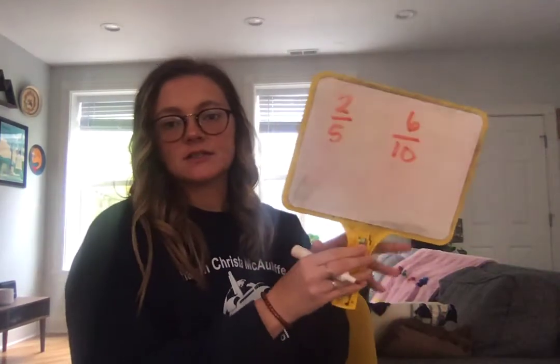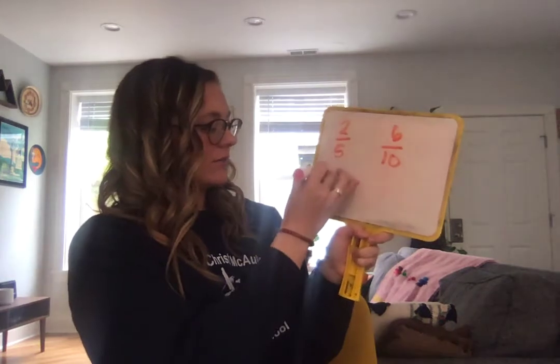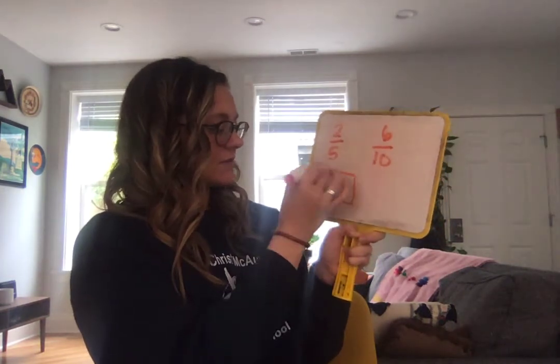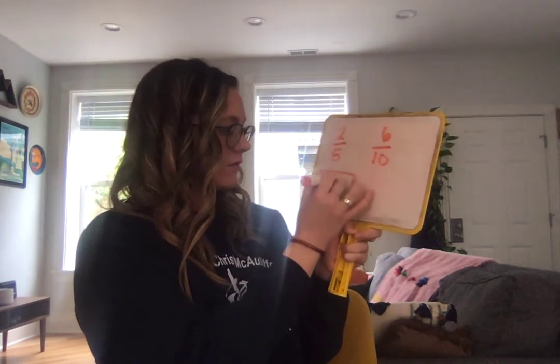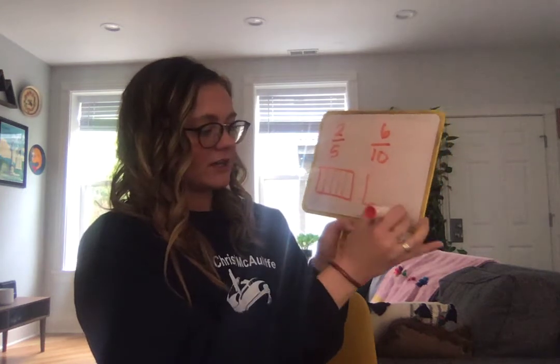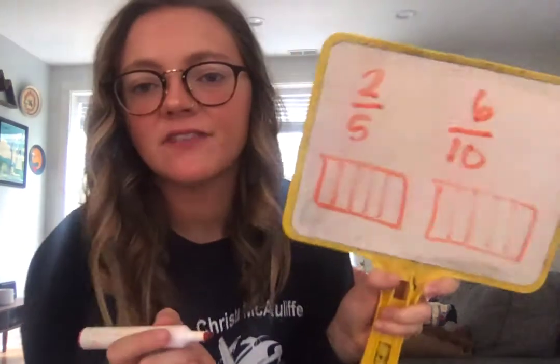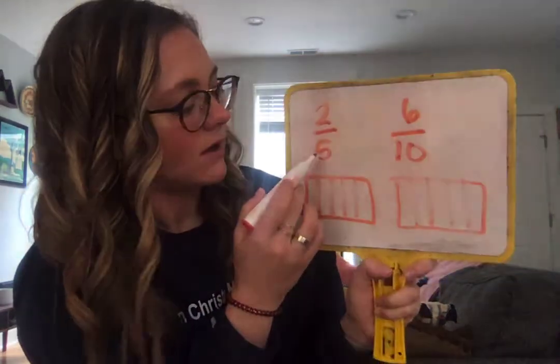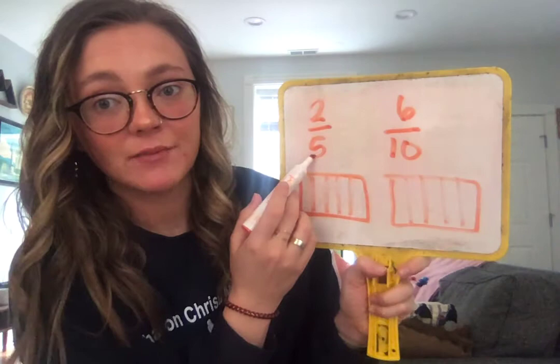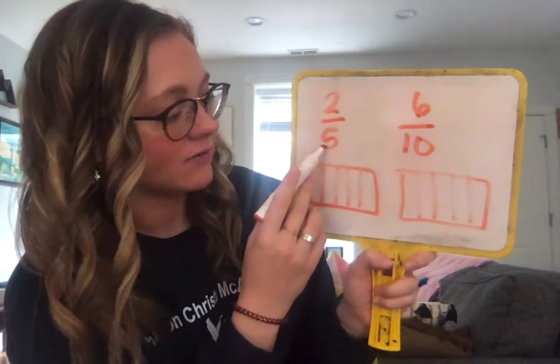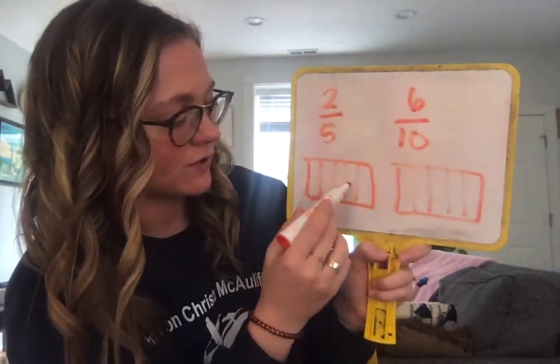The next one I'm going to do is 2/5 and 6/10. So I'm going to draw an image that's broken up into 5, and I'm going to draw it again. Why did I pick 5? I'm going to start with my smaller denominator, and I need 5 because that's the whole. 1, 2, 3, 4, 5.